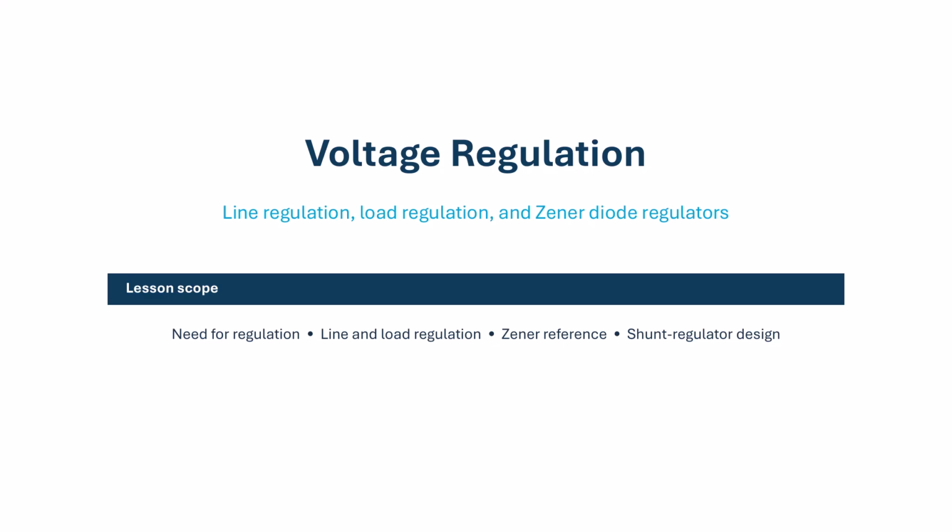This lesson explains why a filtered DC supply, as it is, may still be unsuitable for sensitive electronic circuits. We will define line regulation and load regulation, interpret the common units, and then apply those ideas to a simple Zener diode shunt regulator. The final section develops a complete design and checks the Zener and resistor power ratings.